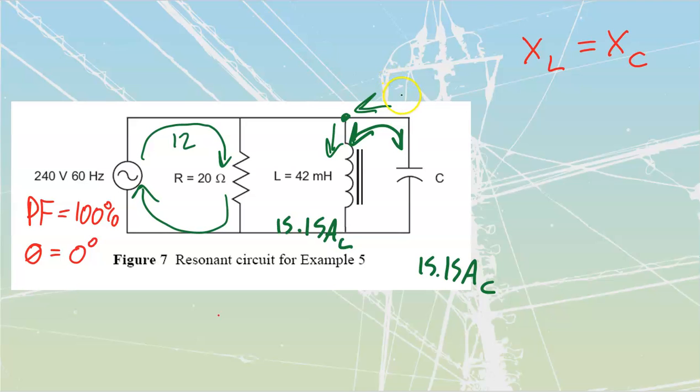Which means that if I've got 15.15 amps entering and 15.15 leaving, to satisfy Kirchhoff's law of current, there must be 0 amps flowing inside of this section of my conductors over here. It's pretty trippy.